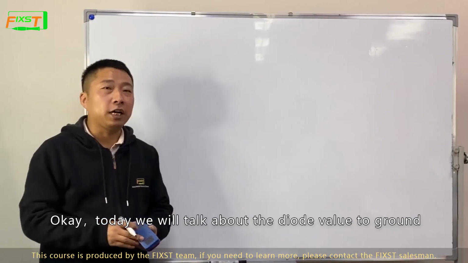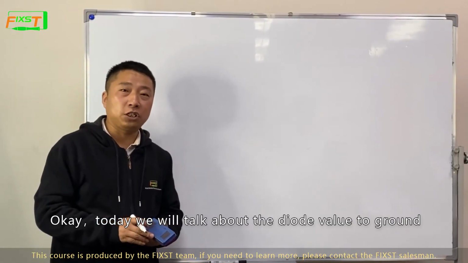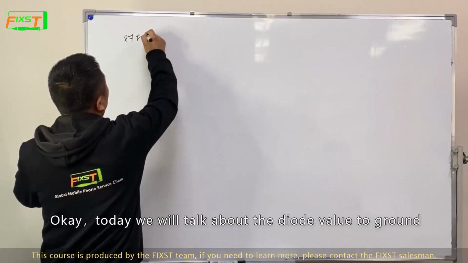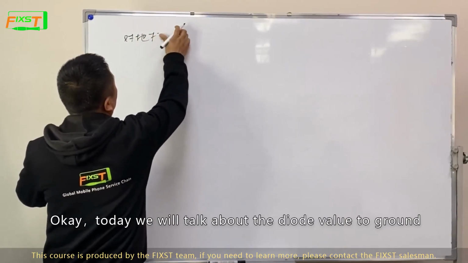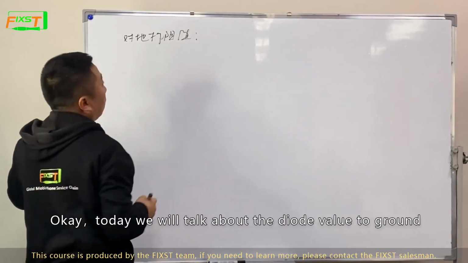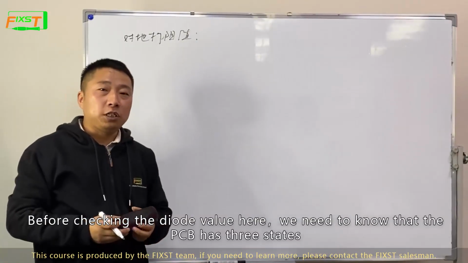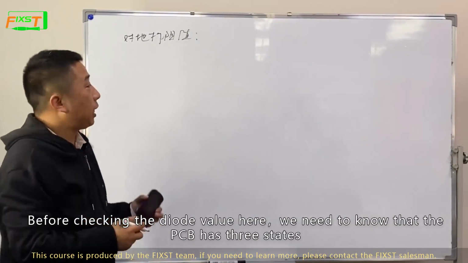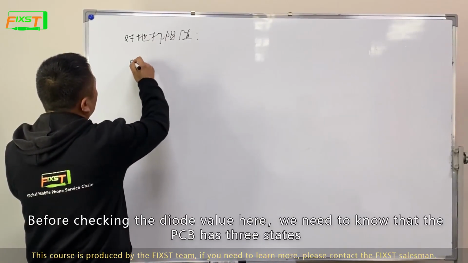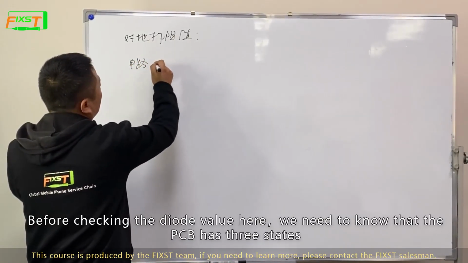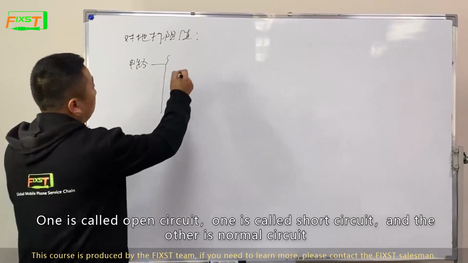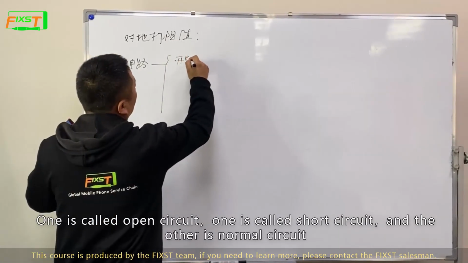Okay, today we'll talk about the diode value to ground. Before checking the diode value here, we need to know that the PCB has 3 states. One is called open circuit, one is called short circuit, and the other is the normal circuit.